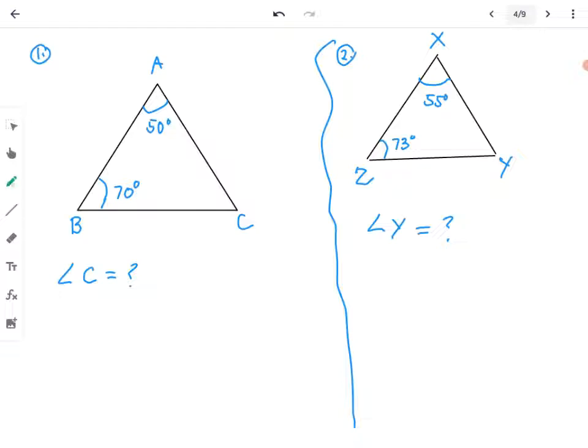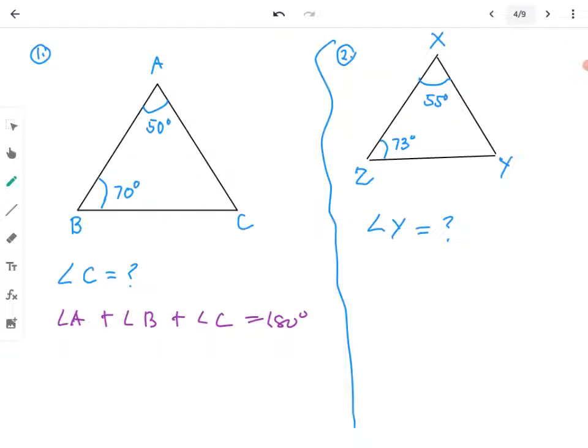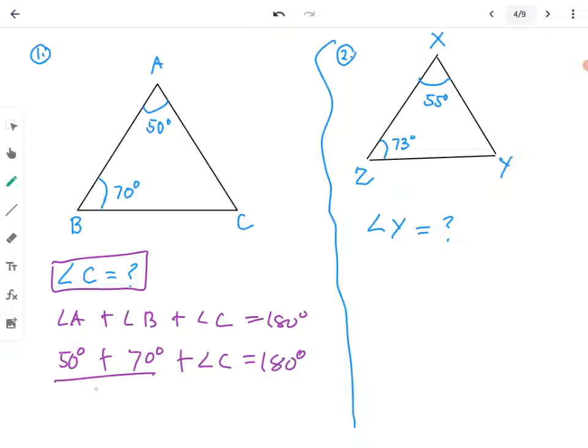So we say that according to the rule, angle A plus angle B plus angle C all add up to 180 degrees. That's what this is telling us. We are just translating it into an equation. Angle A plus angle B plus angle C is 180 degrees. Since we are looking for angle C, we are allowed to replace angle A as 50 degrees, angle B as 70 degrees, then we have angle C, and it results in a linear equation which we already discussed before. This one is 120 degrees plus angle C equals 180 degrees.